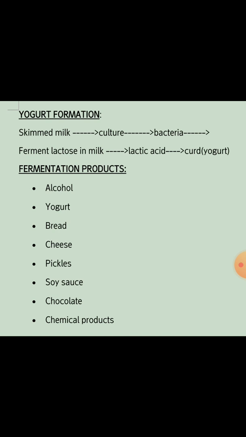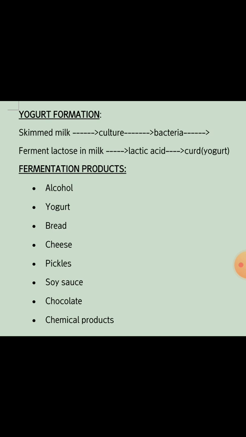Fermentation products. There are different fermentation products as shown in the slide: alcohol, yogurt, bread, cheese, pickles, soy sauce, chocolate, chemical products. Alcohol is usually formed when glucose molecule is broken down into carbon dioxide and alcohol is formed. Yogurt is formed from the fermentation of milk, as already studied in the above topic.